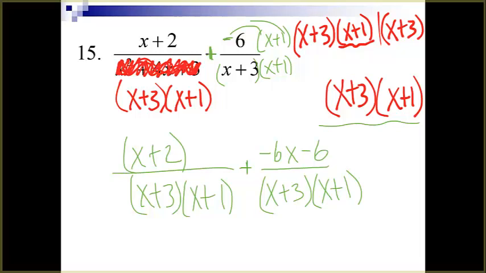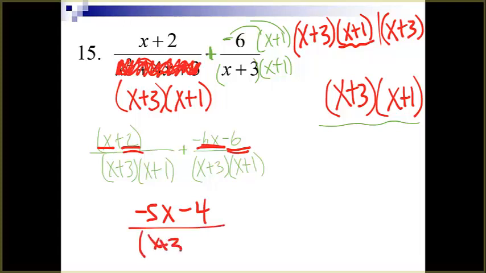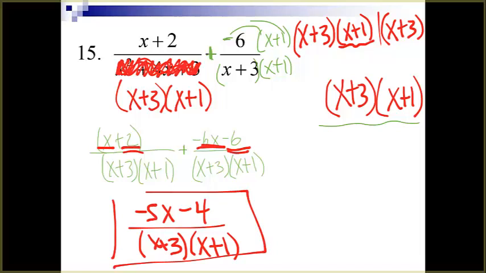But after we have this, then we have to collect the like terms on the top. So I have my 6x, negative 6x, and the positive x become negative 5x. We have the 2 and the negative 6 become negative 4. And the bottom becomes x plus 3 and x plus 1. And you are done with this one. There's no GCF on the top. There's no married couples that cancel out. So that is your fully factored and simplified form.